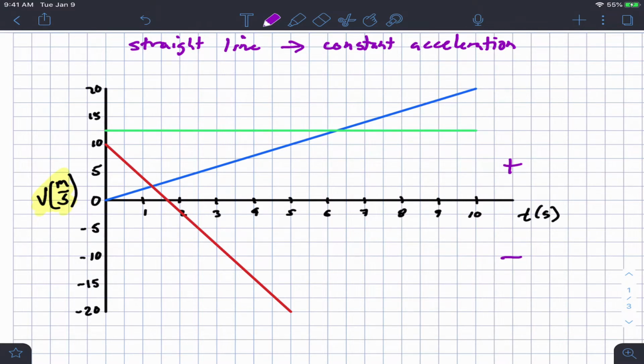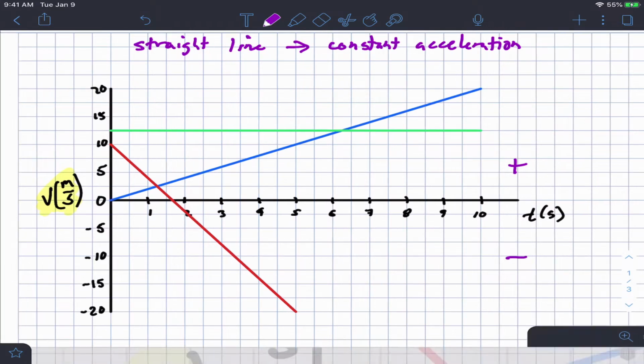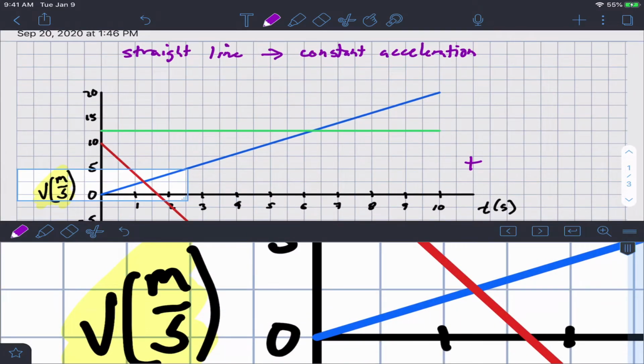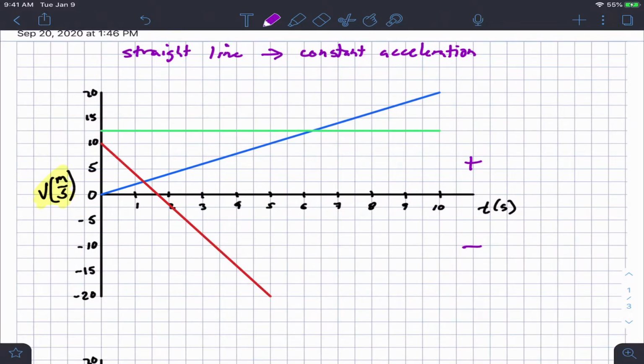For example, on this blue one, we see that it starts at rest at time equals 0, right here, and then it goes to 20 meters per second 10 seconds later. All right, the average velocity then would be in between those two, and in fact, because it's a straight line, the average is exactly at half the time and exactly at half the speed at 10 meters per second. And so that's just taking the average between 0 and 20. So it's just like taking an average of any two numbers.